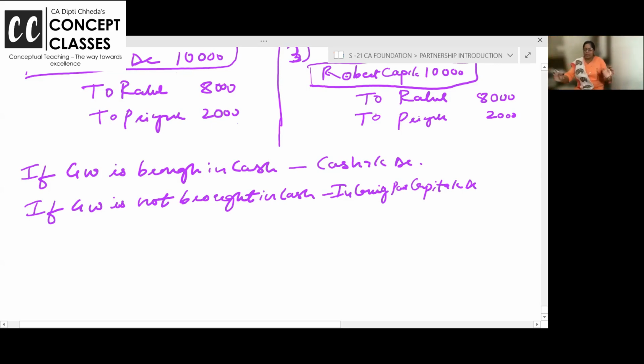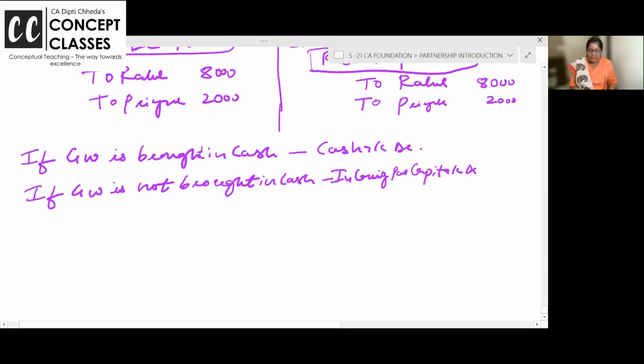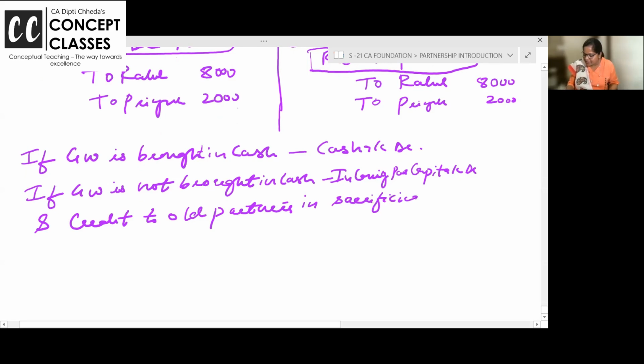Okay. If goodwill is brought in cash, cash account is debited. If goodwill is not brought in cash, incoming partner's account is debited. You got it or not? And credit to old partners in sacrificing ratio. Now you ask your doubts. Pen नीचे रख के पूछो.